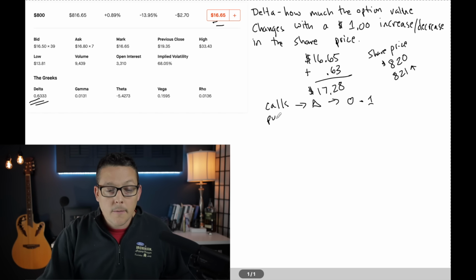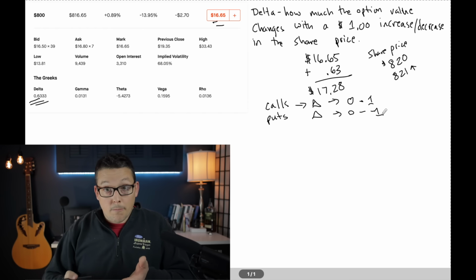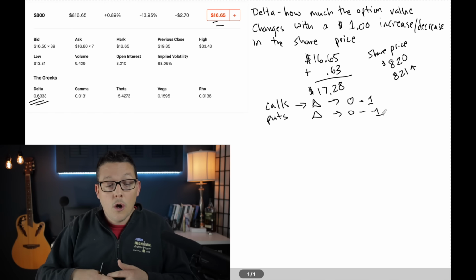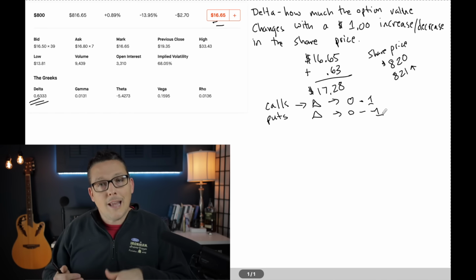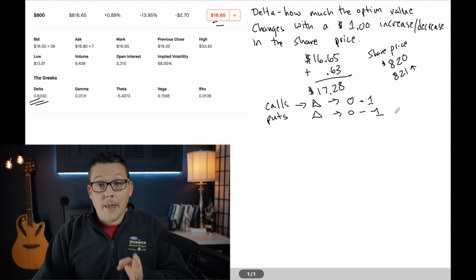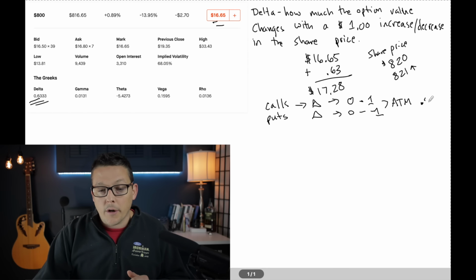For puts, delta is going to be between 0 and -1. The reason for that is in calls, when the price goes up $1, that's positively correlated to our value. But with puts, we want the share price to go down. As the share price goes down, that increases the value of our option. So we see this range anywhere from -1 to 0 to 1. And really, a rule of thumb, guys: at the money, that's usually going to be a 0.5 delta.